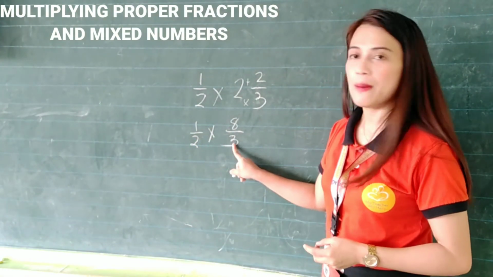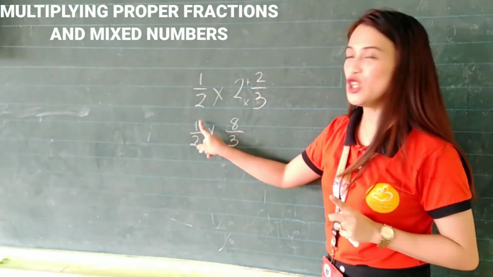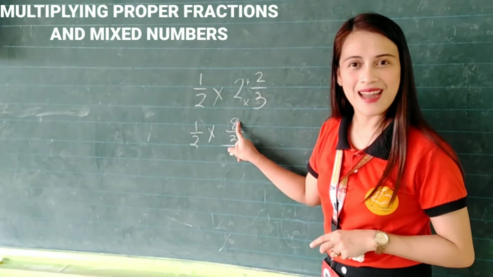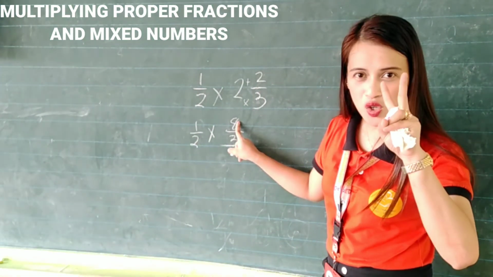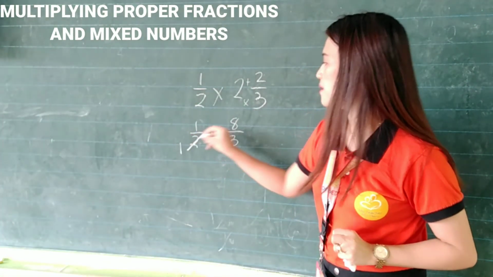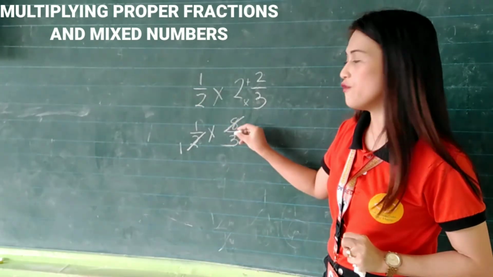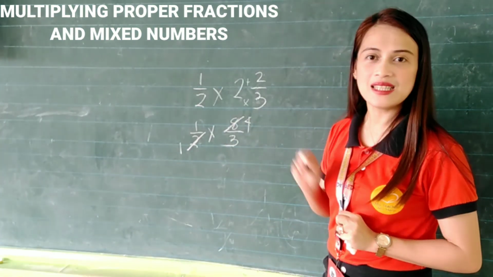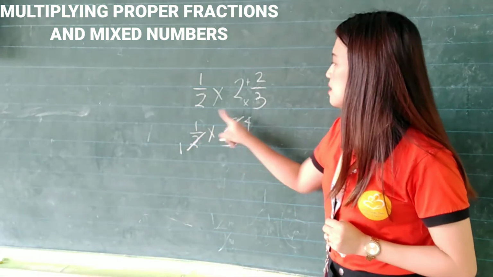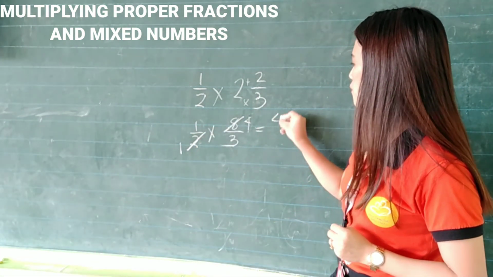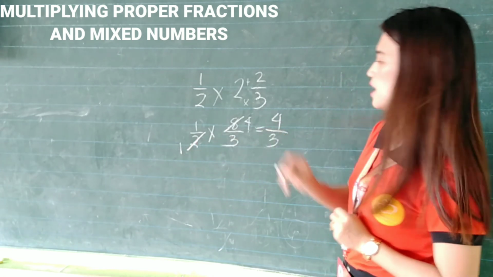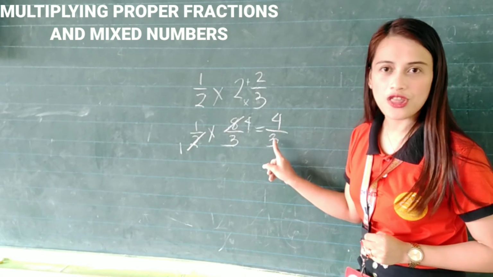So, tanong sa ta kung naay ma-cancel. Si 1 o si 3, naay pwede ma-divide? Wala na, kay 1 naman ang numerator diri sa taas. Si 2 o si 8, naay ma-divide? Naa. Ang sama nga number? Number 2. So, cancel na to. 2 divided by 2, 1. 8 divided by 2, 4. So, since na-cancel na nato, pwede na ta mag-multiply. So, 1 times 4, 4. 1 times 3, 3. So, 4 over 3.